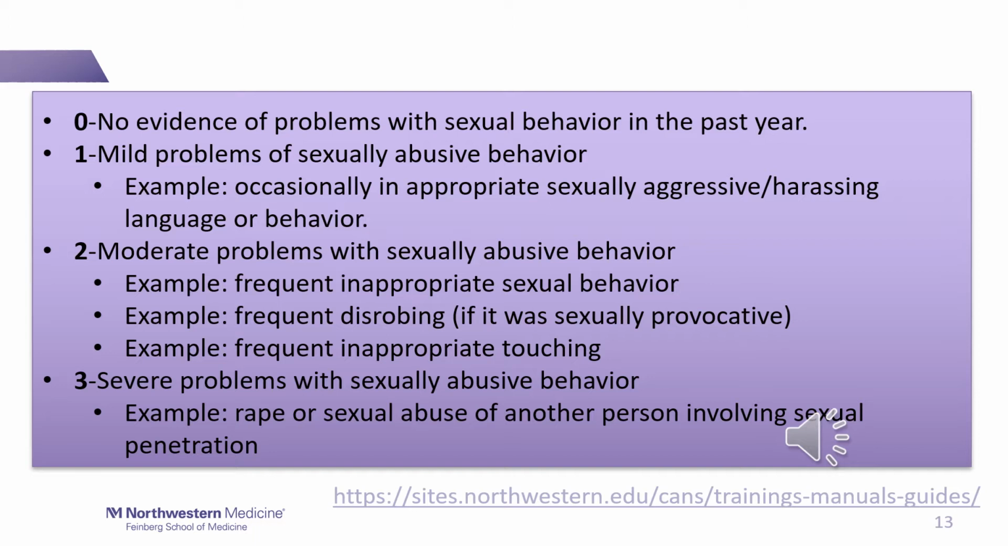65, sexual aggression. 0, no evidence of problems with sexual behavior in the past year. 1, mild problems of sexually aggressive behavior. Examples include occasionally inappropriate sexual aggressive harassing language or behavior. 2, moderate problems with sexually abusive behavior. Examples include frequent inappropriate sexual behavior, frequent disrobing if it was sexually provocative, and frequent inappropriate touching. 3, severe problems with sexually abusive behavior. Examples include rape or sexual abuse of another person involving sexual penetration.